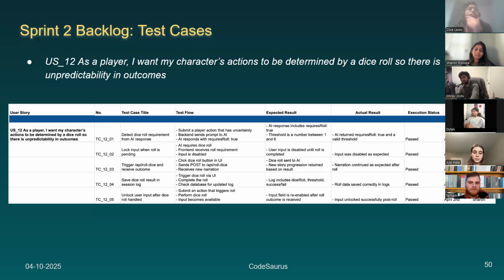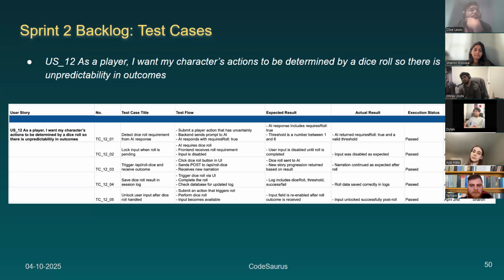The second test case is that when a dice roll is required, the user should not be able to input text. Obviously the user input should be disabled so that the user cannot find a way to give text to the narrator. That was tested and the input was disabled. Once a dice roll has been requested from the front end, we want to trigger the API roll dice instead of play turn. That was again tested. When you click the dice roll button, it goes to the API roll dice instead of play turn, and the narration continues as expected.